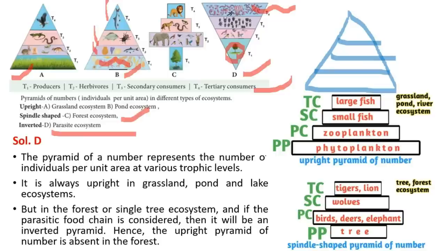But when you see the forest ecosystem here, you can see one tree is there. On that one tree, there can be many, many birds. And again, there can be animals which depend on these birds or which eat these birds. So that is the reason this is the combination of both upright as well as inverted types of ecosystem. That's why it is called the spindle shape. So try understanding, because I have to give you the explanation of why this is the correct answer.